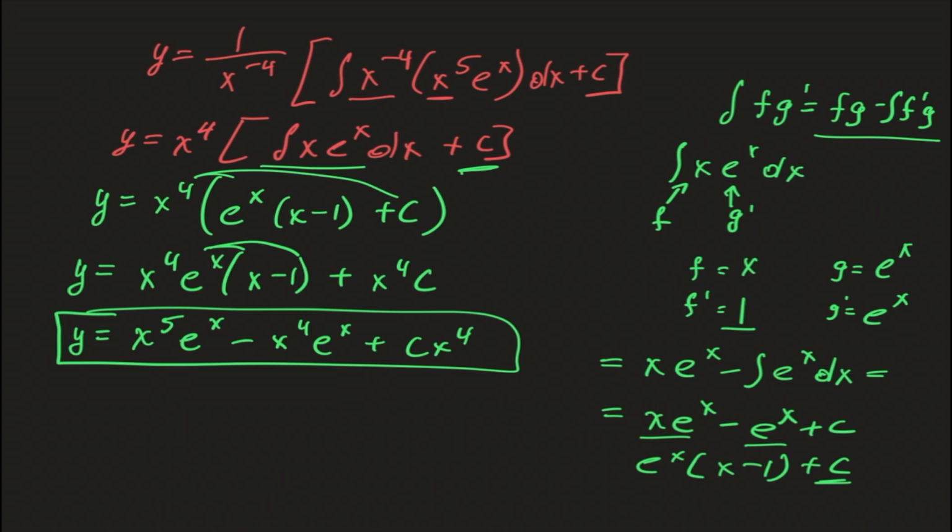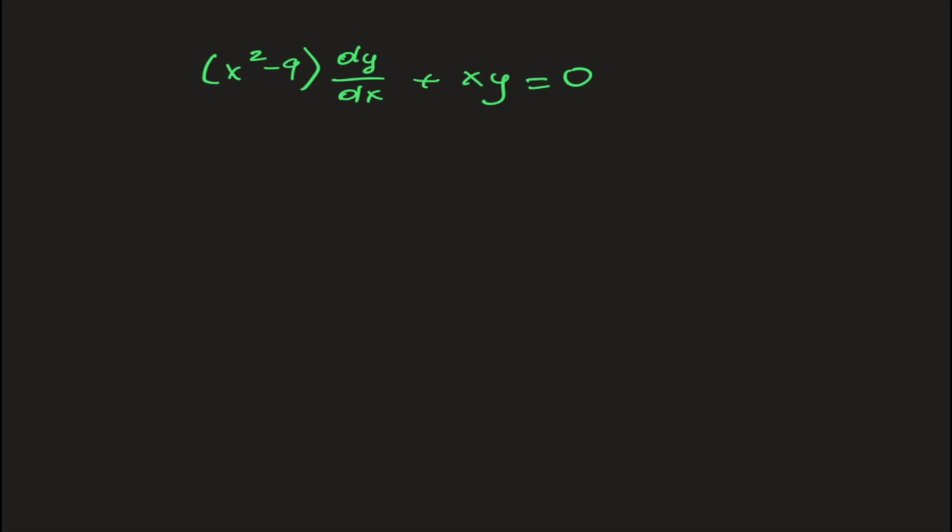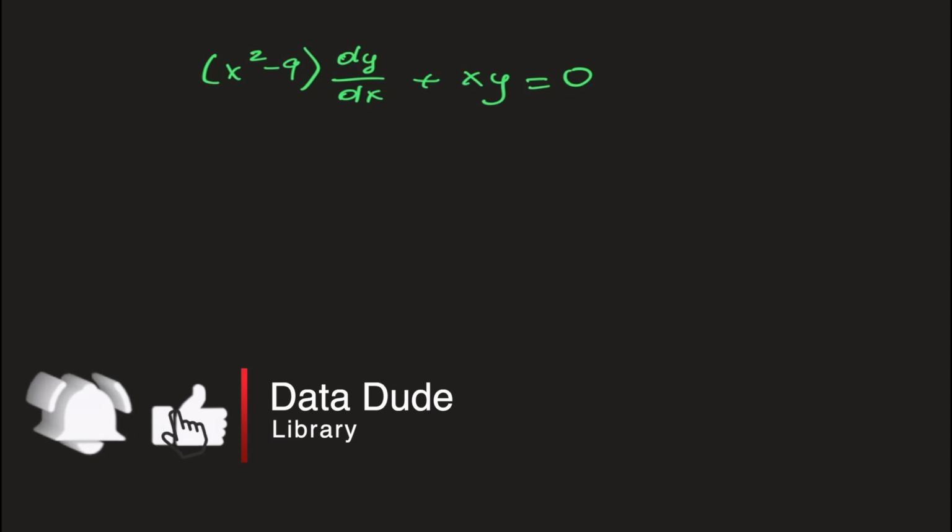I have one more example for you guys. Again, press pause and try it on your own. I hope you pause this video again. So the first thing we have to do here is divide everything by x squared minus 9.